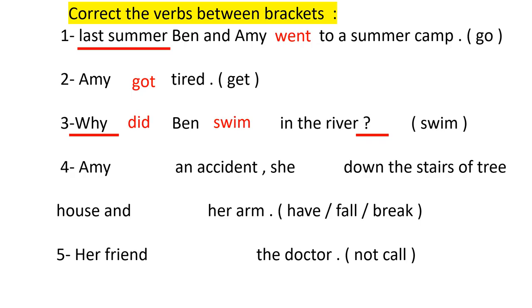Amy had an accident. She fell down the stairs of the tree house and broke her arm. The verbs are have, fall, break. What's the past of have? Had. Excellent. Amy had an accident. What's the past of fall? Thank you. It's fell. She fell down the stairs of the tree house, and, excellent, broke her arm.